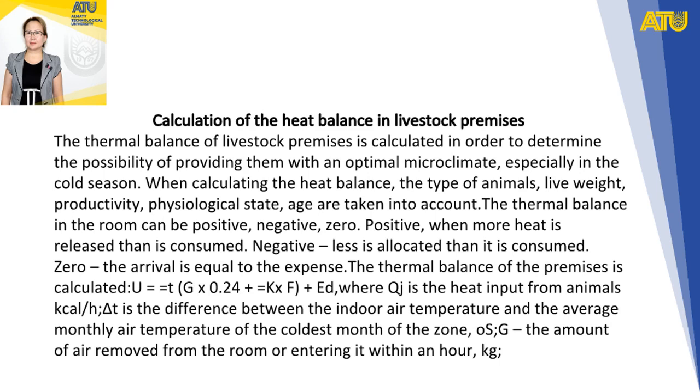The thermal balance of the premises is calculated as: Qj = ΔT·G·0.24 + ΣkF + Wi, where Qj is the heat input from animals, kilocalories per hour, ΔT is the difference between the indoor air temperature and the average monthly air temperature of the coldest month of the zone, G is the amount of air removed from the room or entering it within an hour, kilograms.